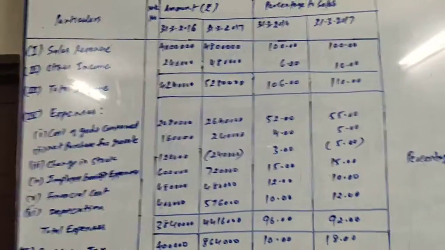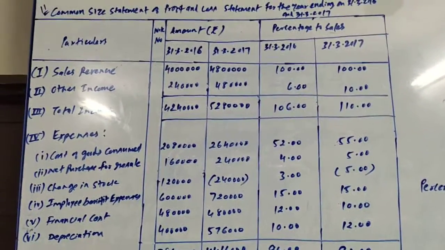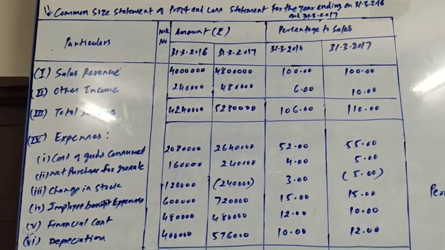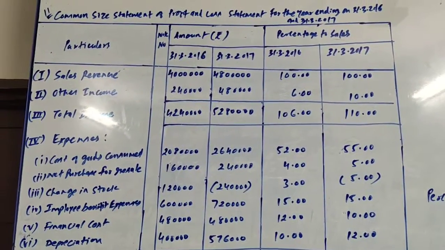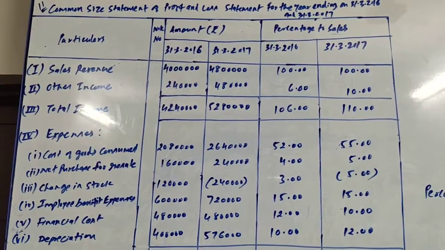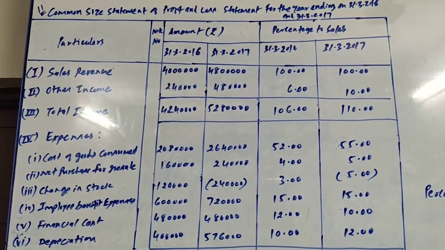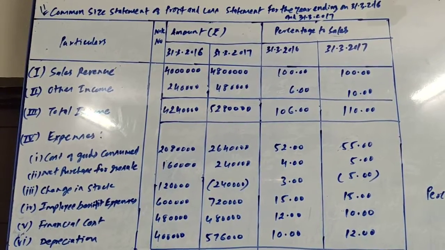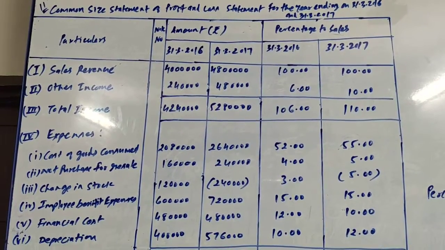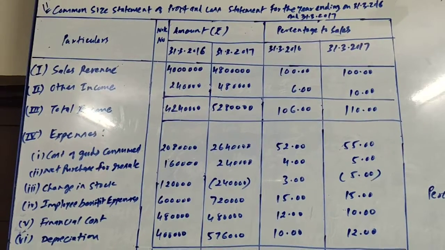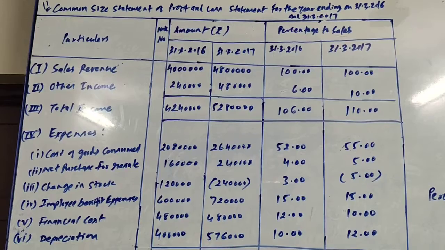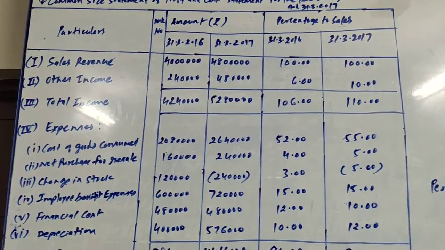The same way, change in stock is given 1,20,000 in the year 2016 and minus 2,40,000 in the year 2017. So when we convert this into percentage, sorry, change in stock in the previous year will be 1,20,000 divided by 40 lakh into 100, and we will get 3%.